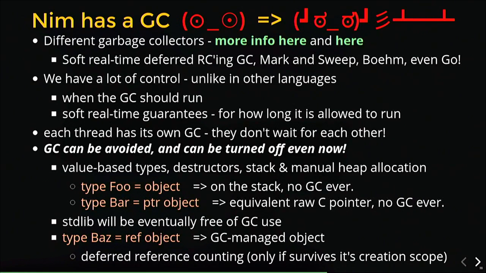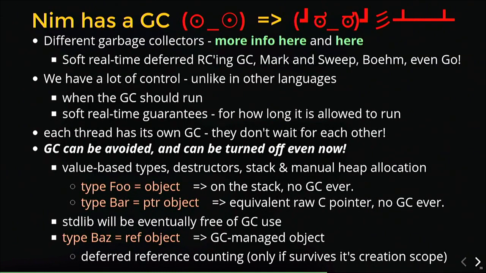Like, you can decide when the GC should run, and you can also tell it for how long it should run. Also, each thread has its own garbage collector, and they don't have to wait for each other in order to do their work. And the most important part is that the GC can be avoided, and it can even be turned off, even right now.